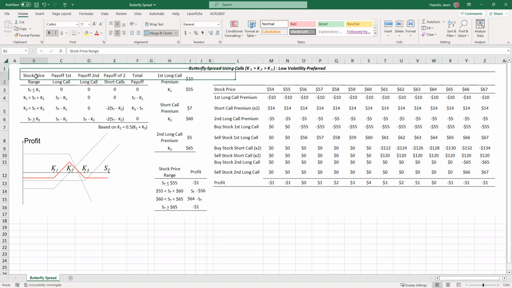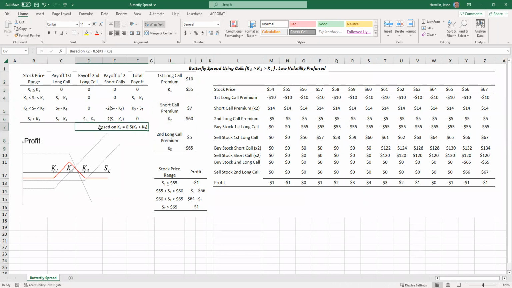We're first going to talk about this table here and explain what it does. Then we're going to talk about what these numbers are, which is the actual scenario, including the premiums that come with it. And then we'll talk about how you calculate the profit, which is a combination of what's going on here and what's going on here.